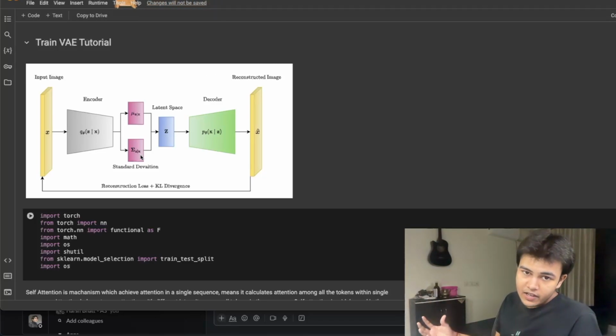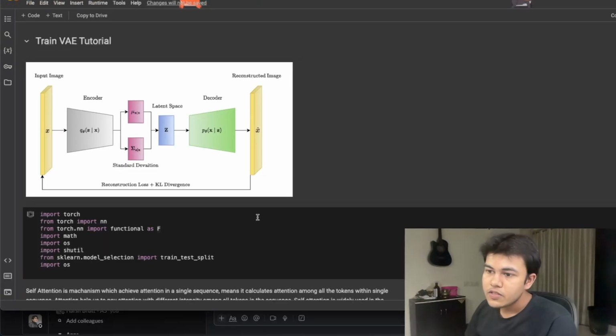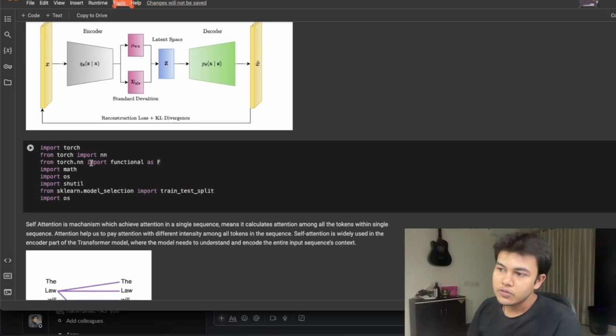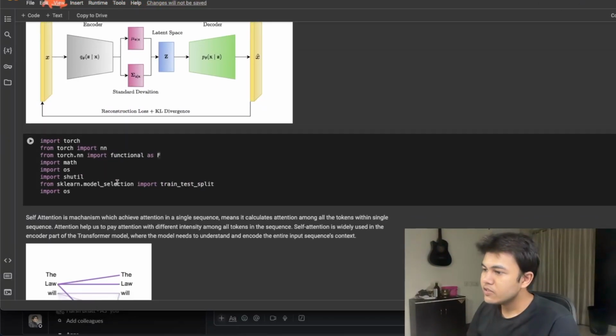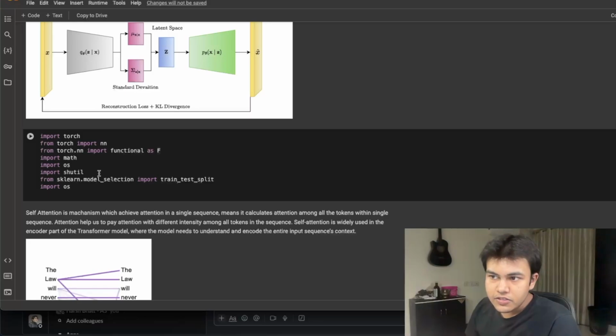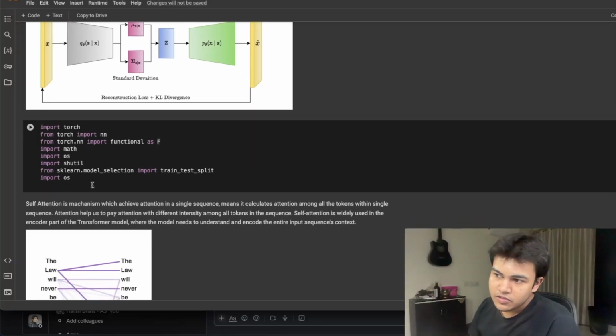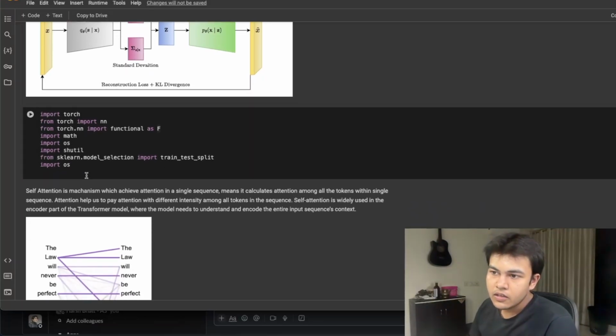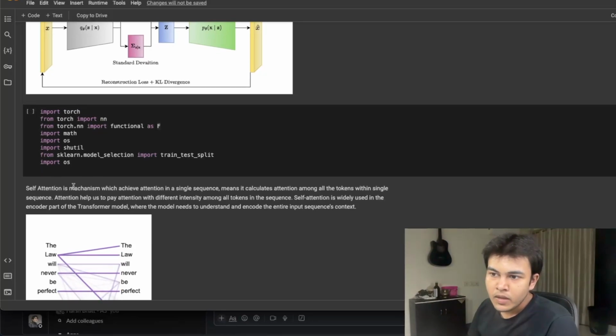As this is a very large model, you can have millions of images and it can generalize those very well. First, we have imported some modules, not many actually, like torch, math functions, sklearn for train test split, and OS.